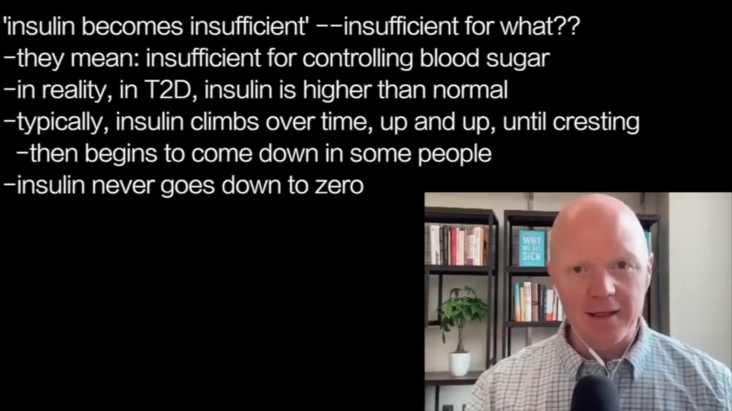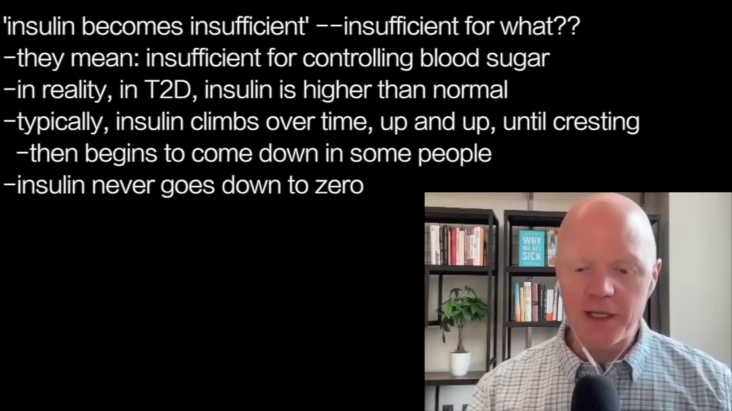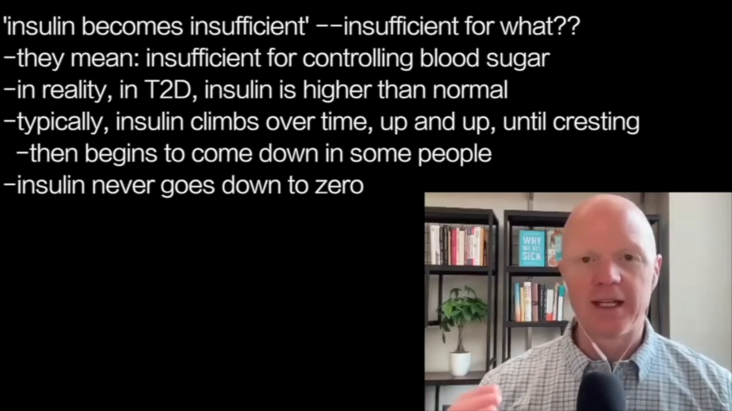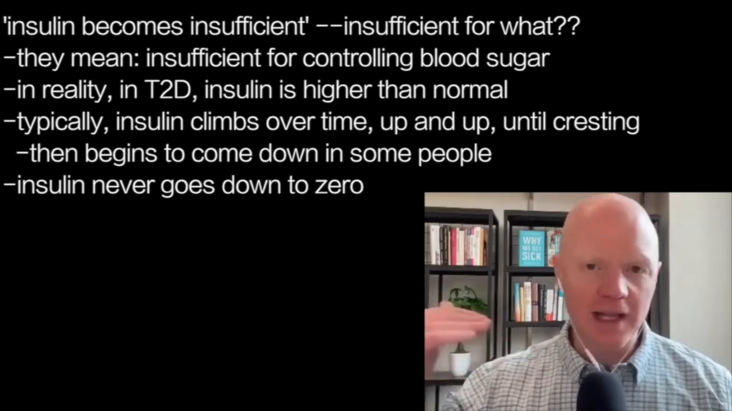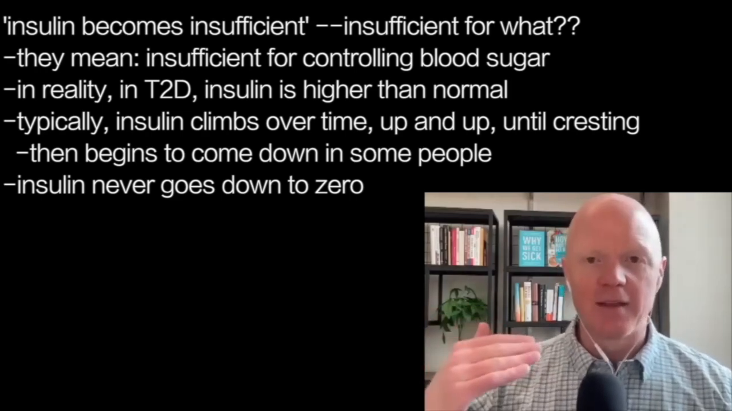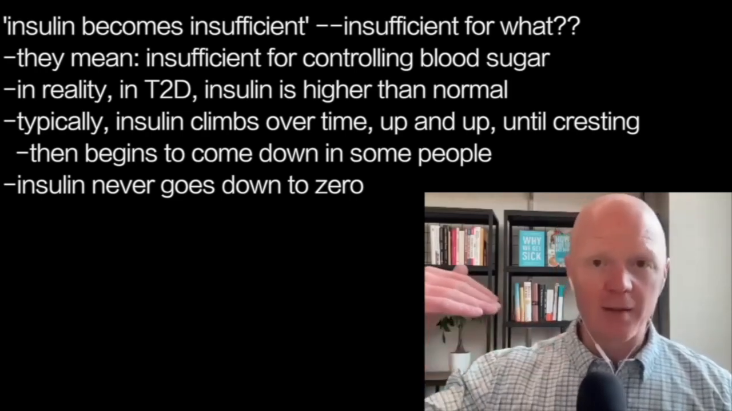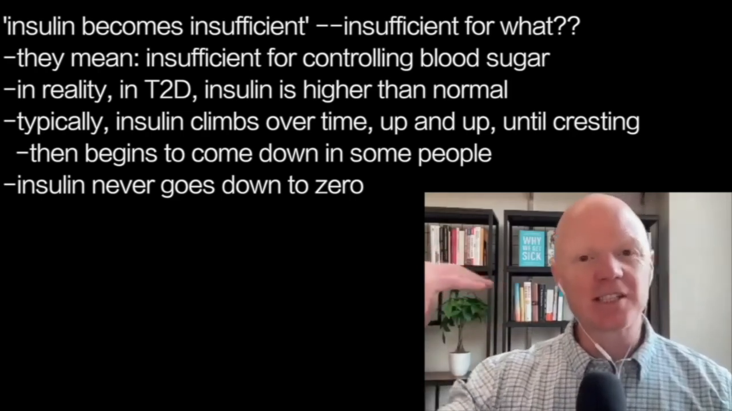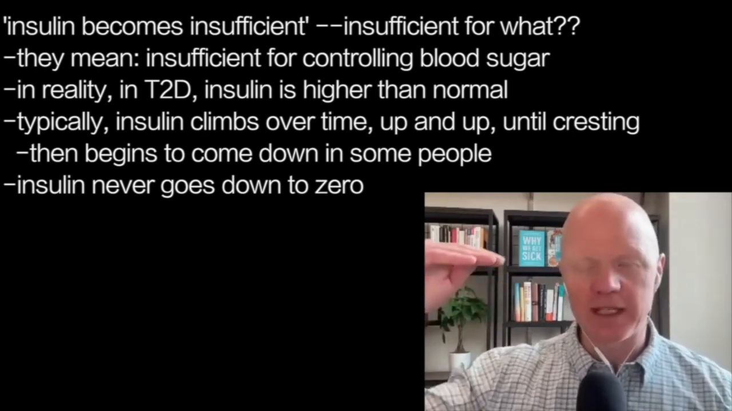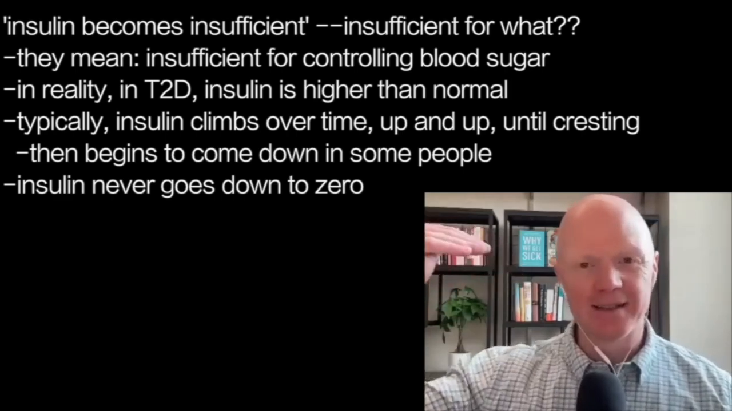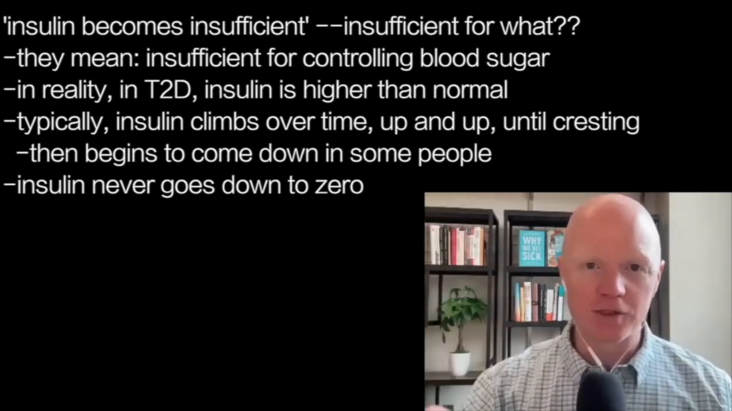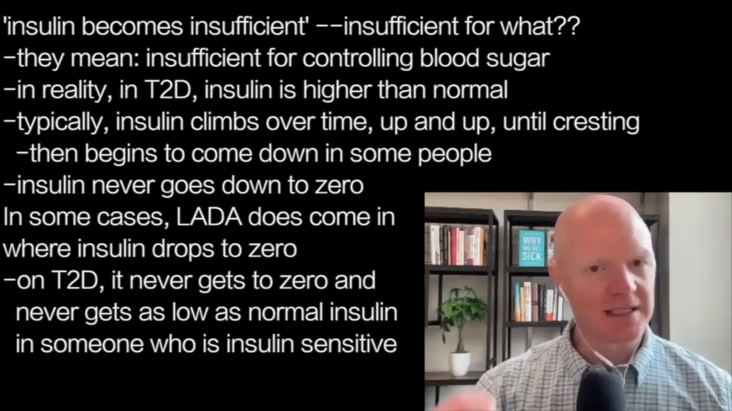In reality, if it's actual type 2 diabetes, insulin levels are higher than normal. If you look at insulin levels over the life of the type 2 diabetic, they have gone up and up and up, continued to go up. And then in some instances of type 2 diabetes, it may crest, it peaks and starts to come down, but it never goes down to zero. That's not type 2 diabetes.